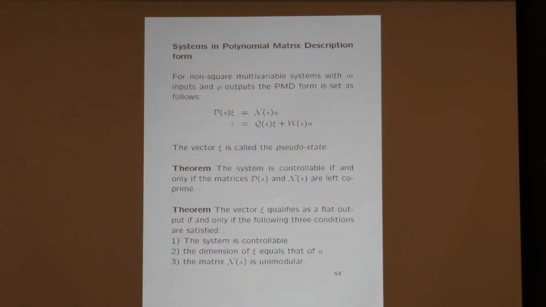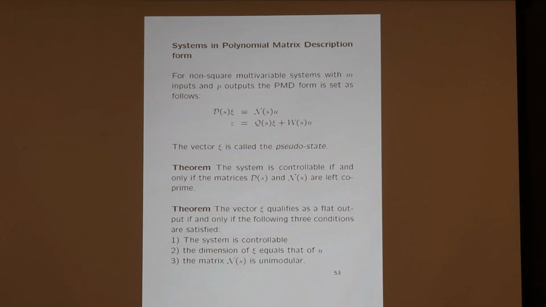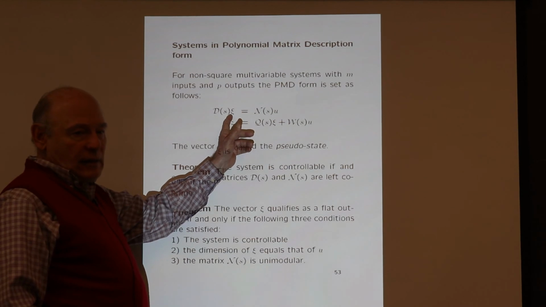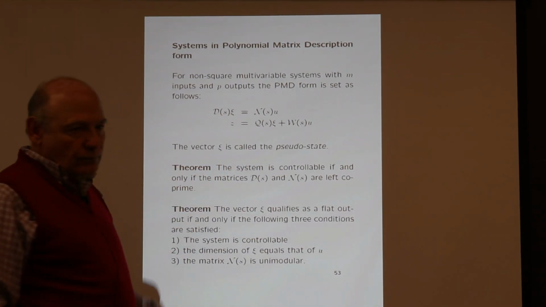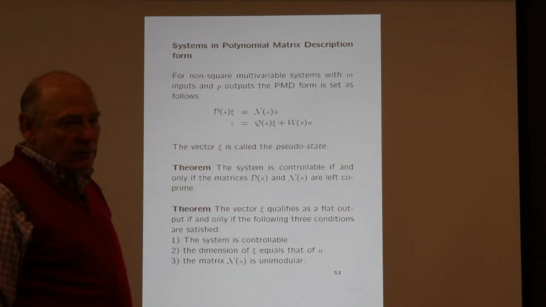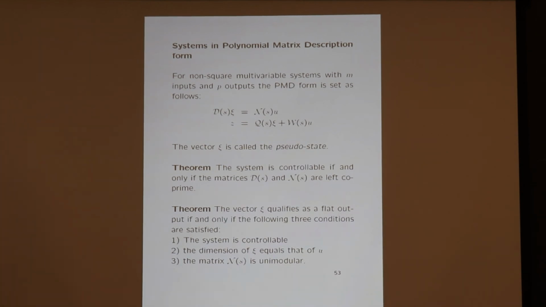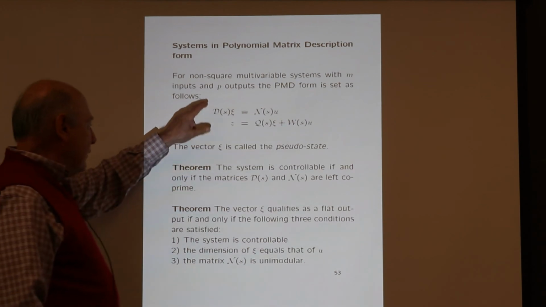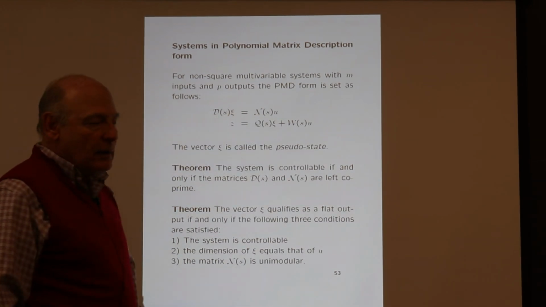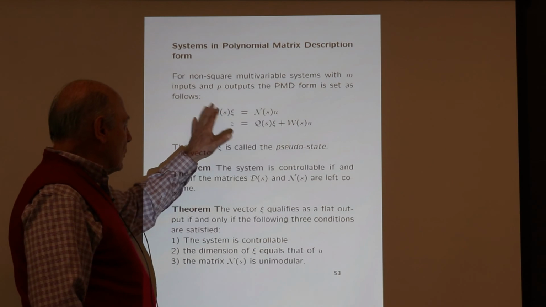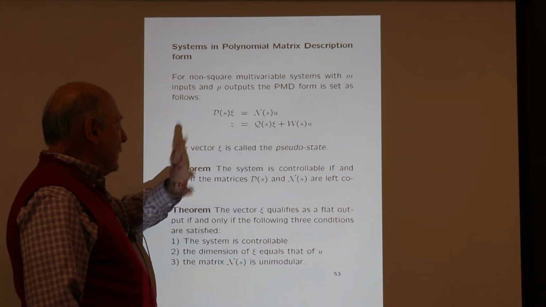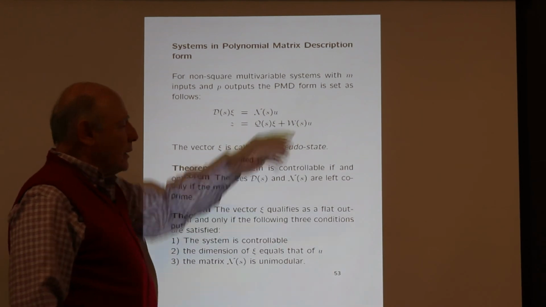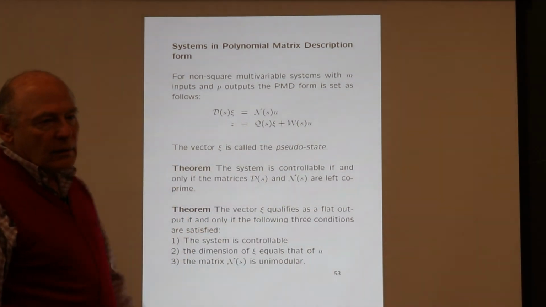This is a different representation, very similar to the other one, but the input-output representation goes through an intermediate state called the pseudo state. And this system is controllable if and only if D and N are left coprime. Because if this is controllable, then it means that the pseudo state doesn't satisfy any differential equation by itself, and therefore the output is well defined, in a sense.